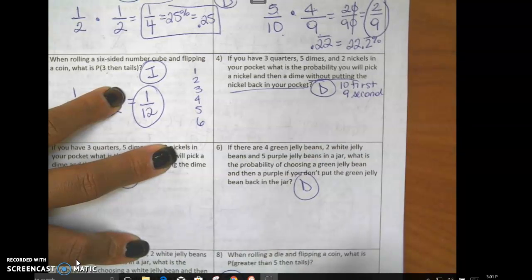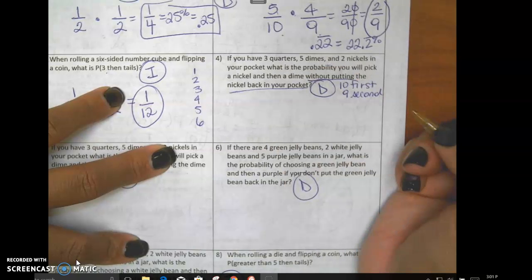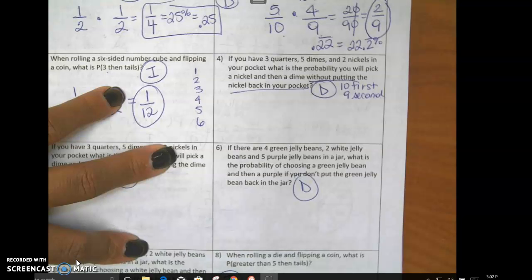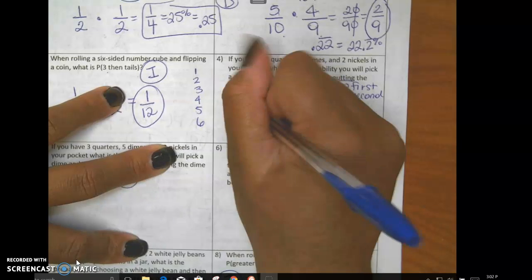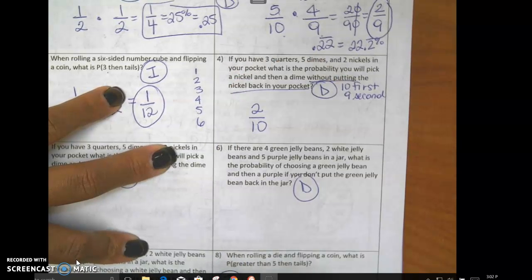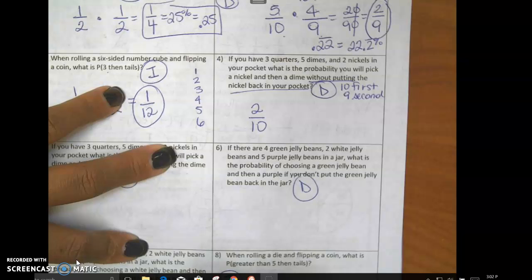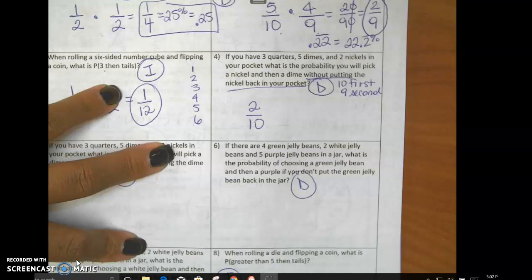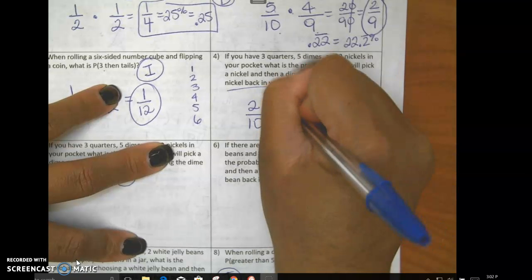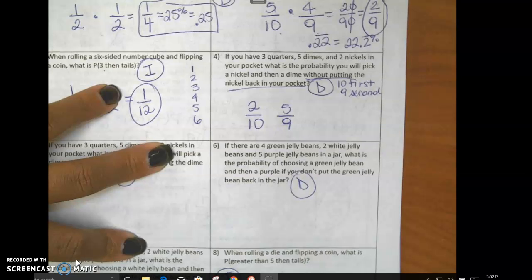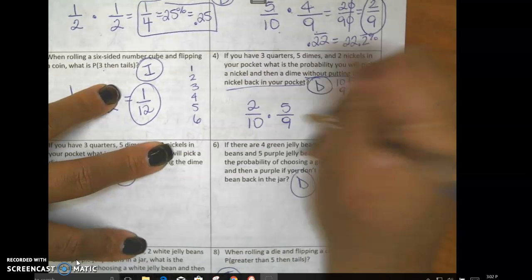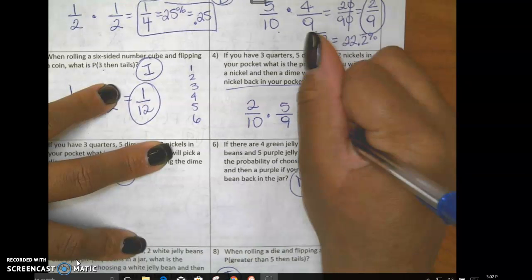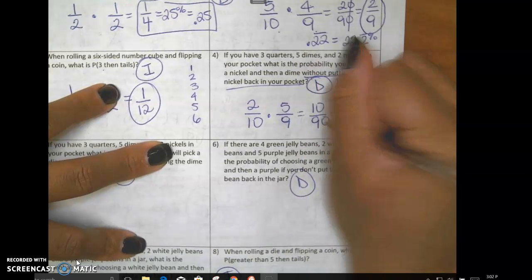Okay? So I want a nickel first. What's the chance of getting a nickel? Hand. 2 out of 10. What's the chance of getting a dime after I've taken out a nickel? Hand. Yes, ma'am. Good. Multiply. Top times top, bottom times the bottom. 2 times 5. 10/90ths. What will this simplify to?